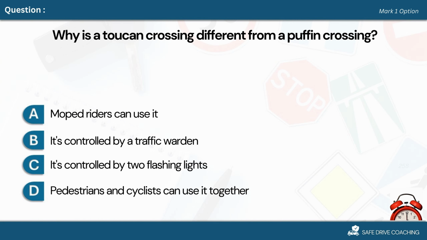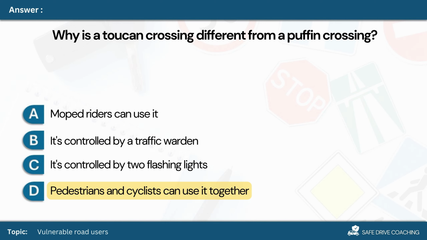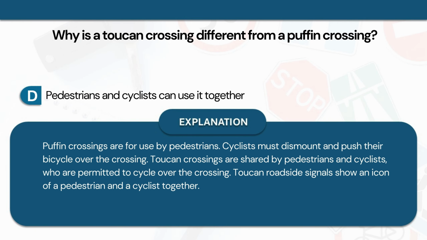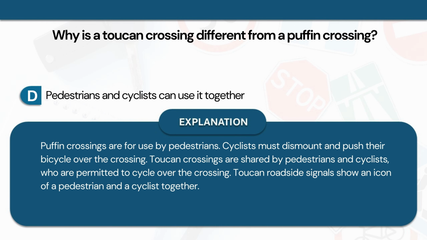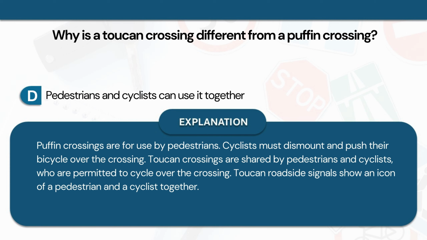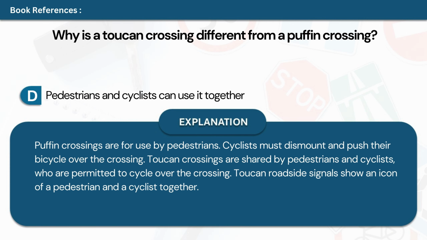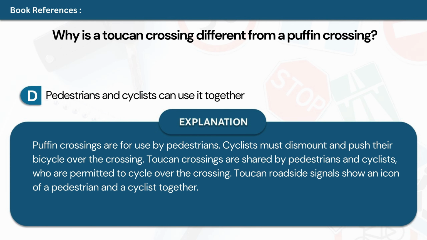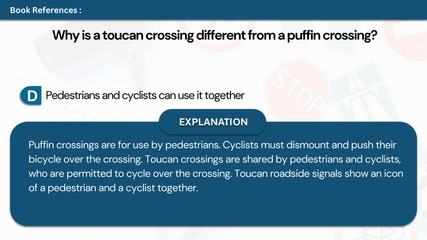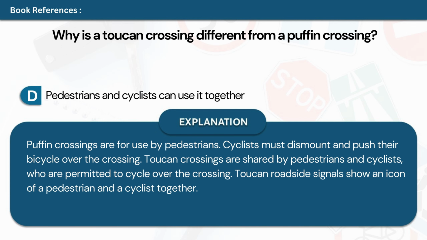The correct answer is D. Pedestrians and cyclists can use it together. Puffin crossings are for use by pedestrians. Cyclists must dismount and push their bicycle over the crossing. Toucan crossings are shared by pedestrians and cyclists who are permitted to cycle over the crossing. Toucan roadside signals show an icon of a pedestrian and a cyclist together.